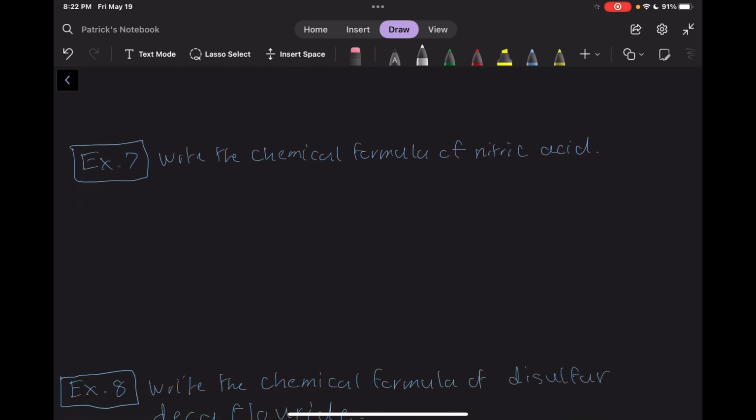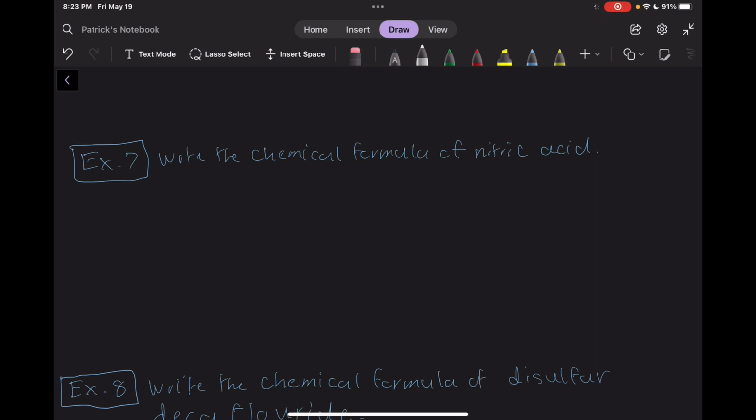Example 7 says, write the chemical formula of nitric acid. Since the prefix hydro is not present, nitric acid belongs to case 3 rather than case 2. It's another oxoacid. If we disregard the ic suffix, we might notice that nitric acid sounds like either the nitrite or nitrate polyatomic ions. Because the suffix is ic, however, we deduce that the original ion must end with ate, so nitrate it is.